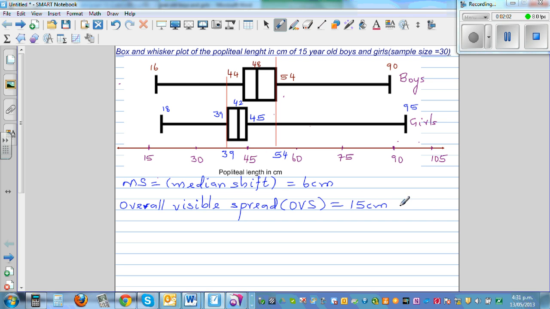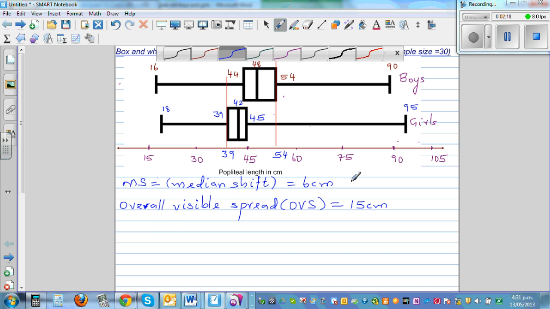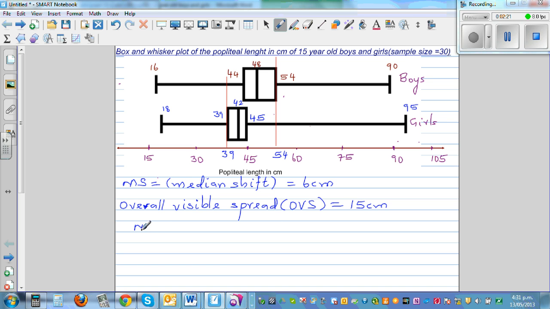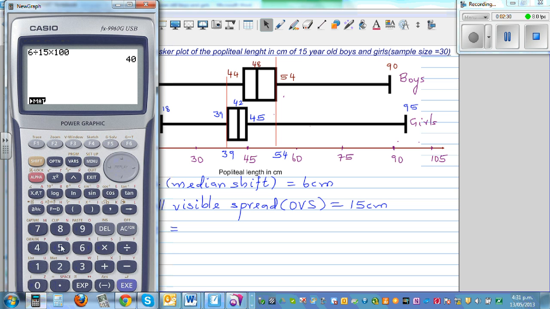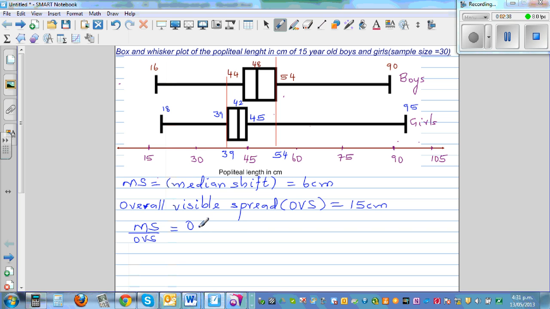So I want to talk about how you can make a conclusion based on these two values. As a rule of thumb, for a sample of 30, before I give you the rule, let me find this as a percent. So median shift divided by overall visible spread. This is 6 divided by 15, which is 0.4. And if you write 0.4 as a percent, it is 40%.